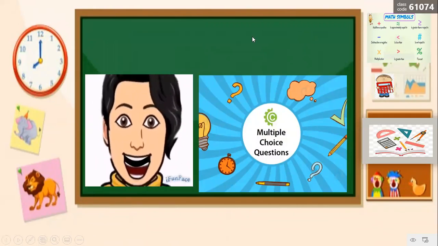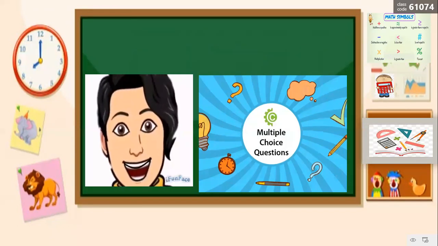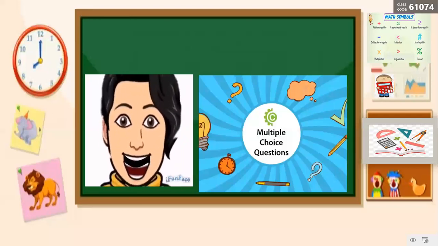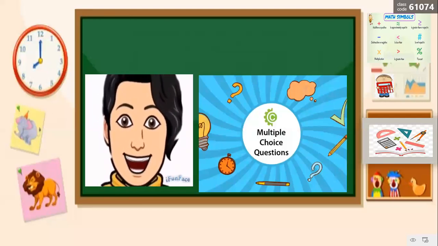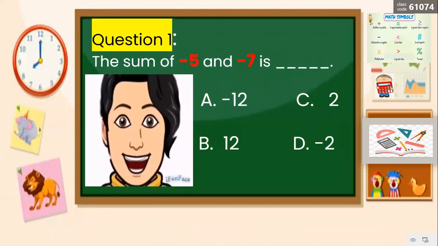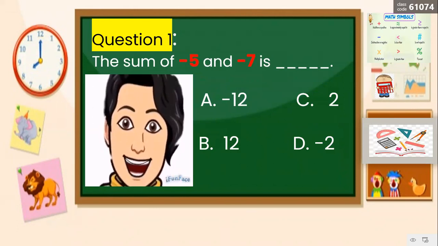Now, for your assessment in a form of multiple choice questions, there are 5 questions here. You only have 45 seconds to answer. So, be ready? Here we go. Number 1 question. The sum of negative 5 and negative 7 is blank. What is the missing number?